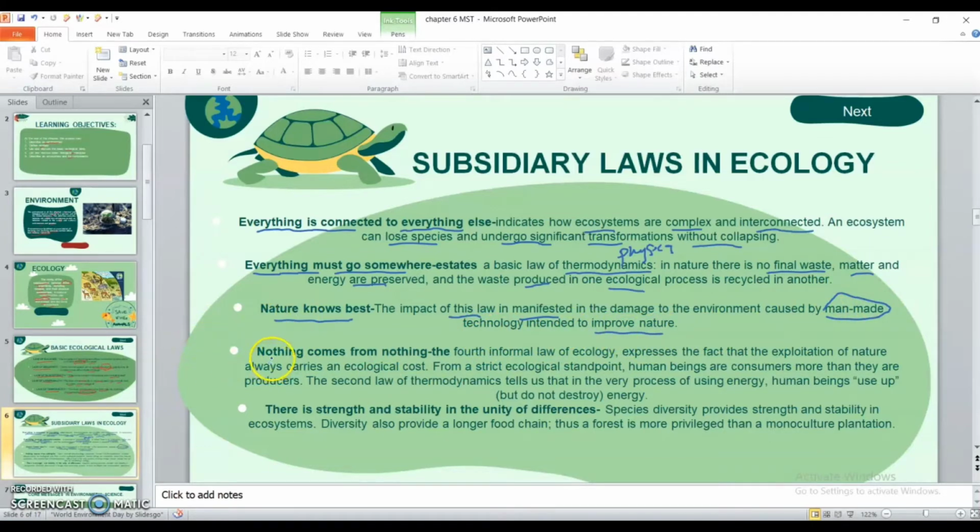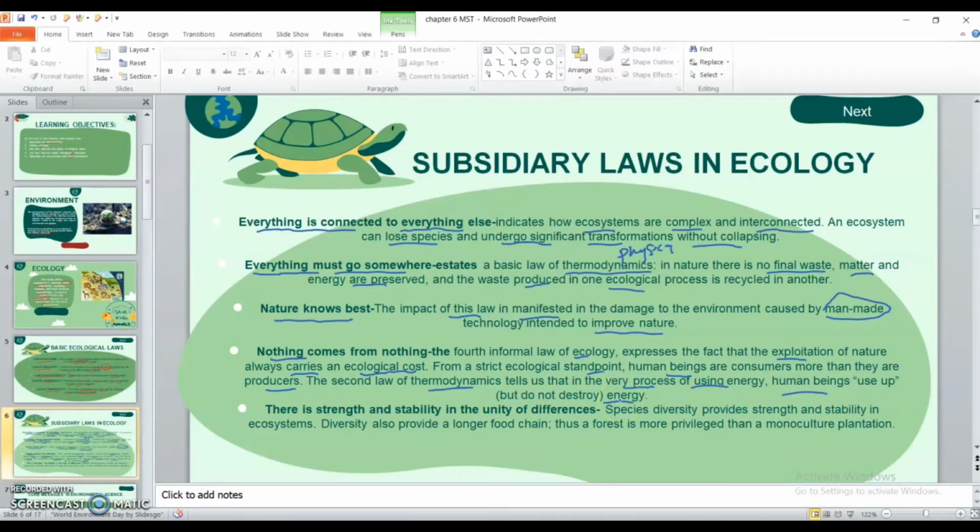The next one is nothing comes from nothing. So that is the fourth informal law of ecology. It expresses the fact that the exploitation of nature always carries an ecological cost. From the strict ecological standpoint, human beings are consumers more than they are producers. The second law of thermodynamics, or the law of physics, tells us that in every process of using energy, human beings use up but do not destroy energy.